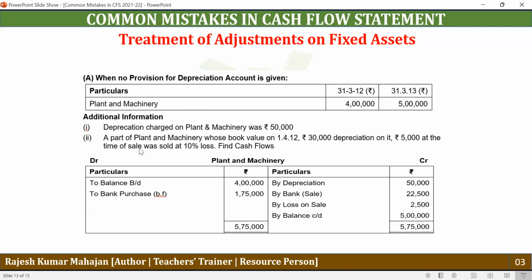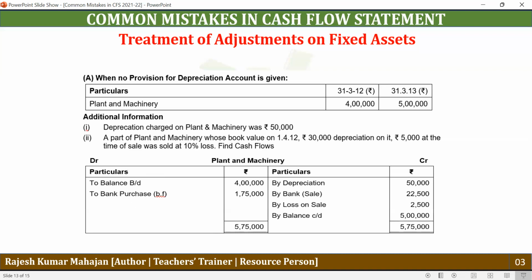And then one more adjustment is given to you: a part of plant and machinery whose book value on 1st April 12, that is the beginning of the current year or at the end of the previous year, was rupees 30,000, and depreciation on it of rupees 5,000 was charged at the time of sale, and it was sold at 10% loss. Find flows of cash under investing activities.